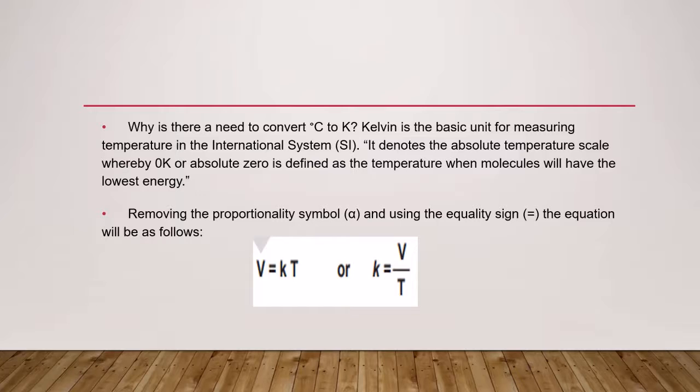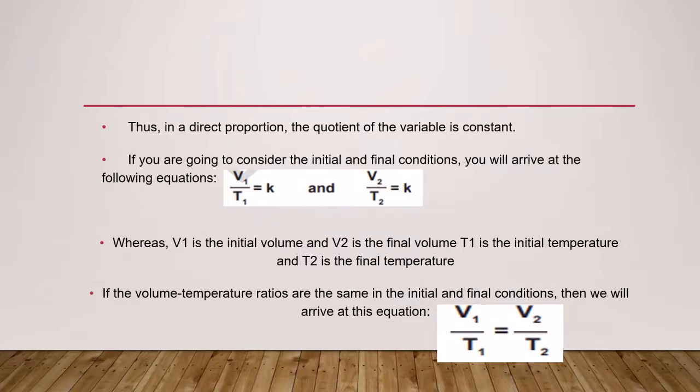Removing the proportionality symbol ∝ and using the equality sign, the equation will be as follows: V = kT, or k = V/T. Thus, in a direct proportion, the quotient of the variables is constant.